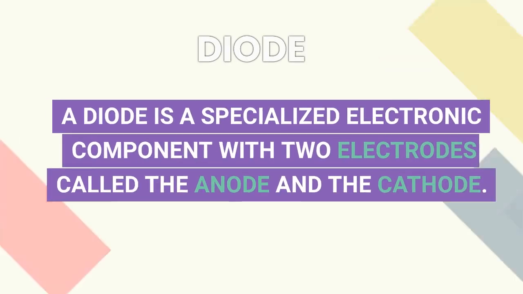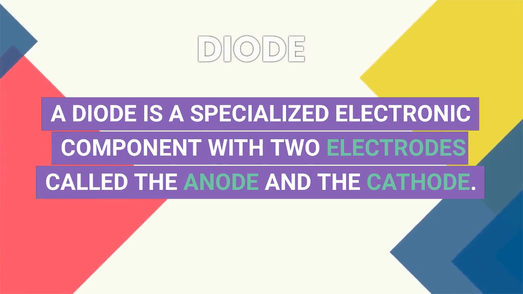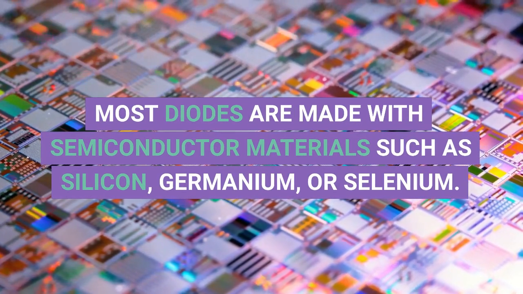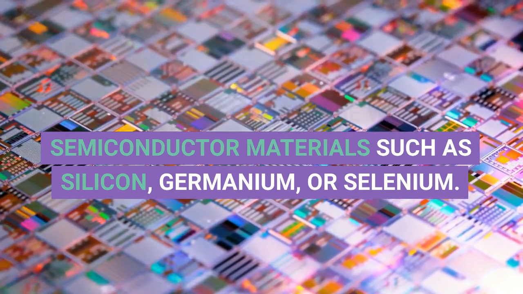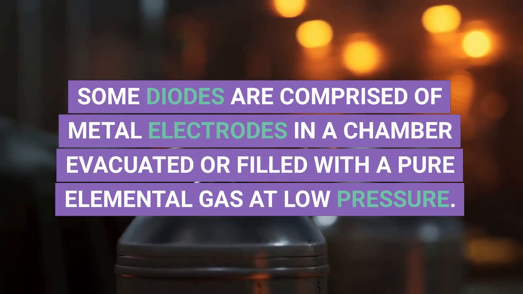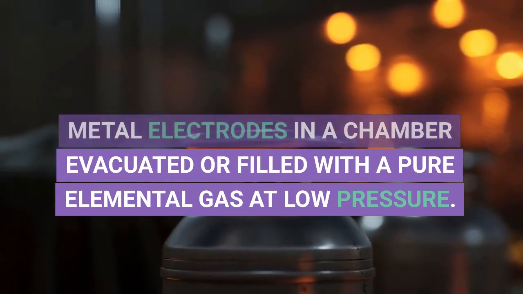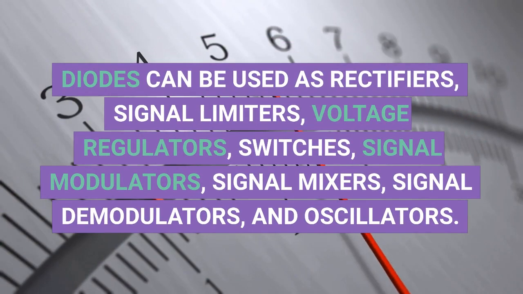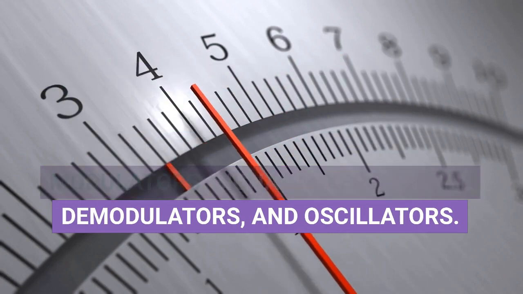Diode. A diode is a specialized electronic component with two electrodes called the anode and the cathode. Most diodes are made with semiconductor materials such as silicon, germanium, or selenium. Some diodes are comprised of metal electrodes in a chamber evacuated or filled with a pure elemental gas at low pressure. Diodes can be used as rectifiers, signal limiters, voltage regulators, switches, signal modulators, signal mixers, signal demodulators, and oscillators.